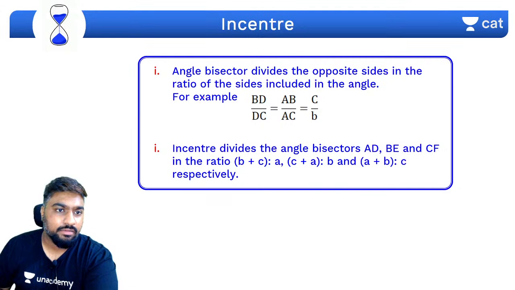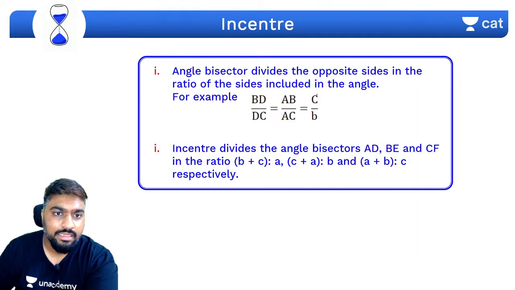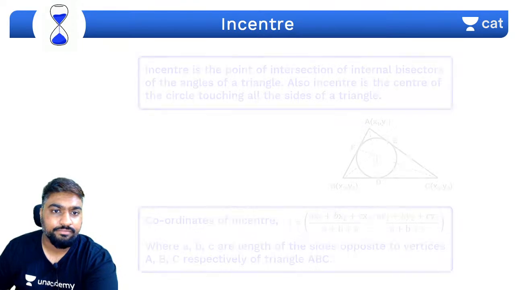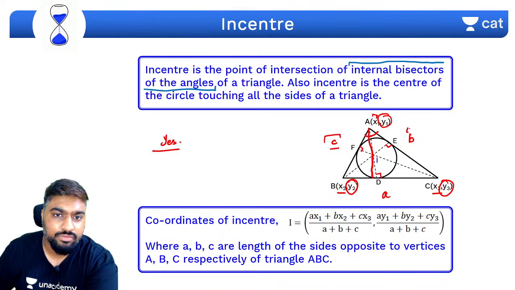Now with an in-center, the angle bisector divides the opposite side in the ratio of the sides included in that angle. For example, BD by DC. Here, for the opposite side, what is the ratio? It is side c by b. This is the angle, and this is its angle bisector, so the ratio will be the same as c is to b.